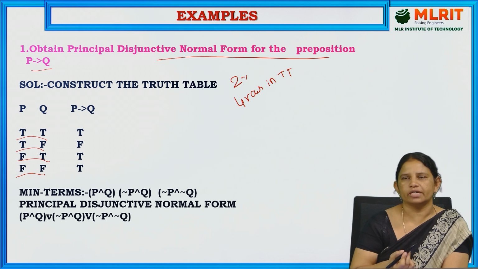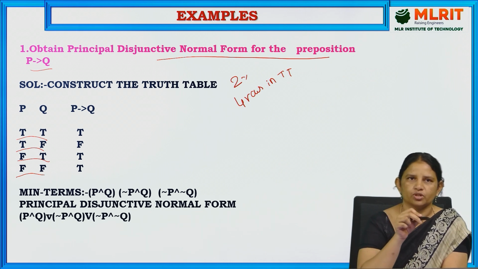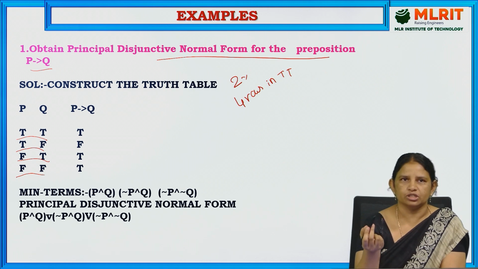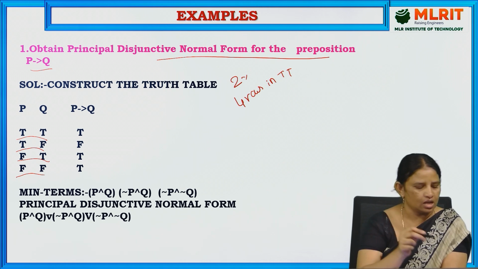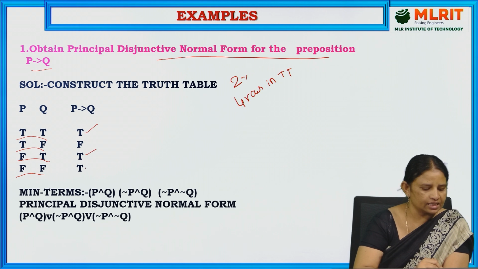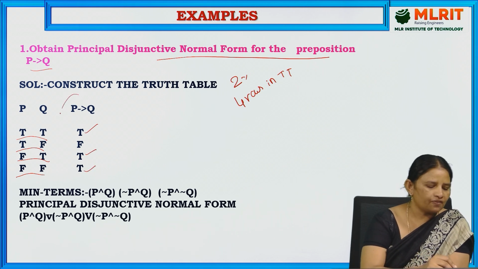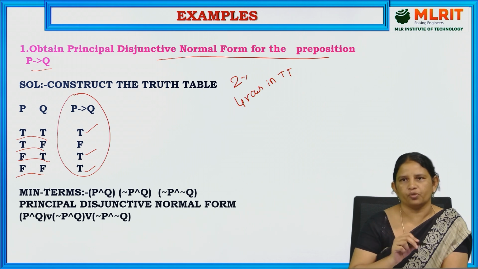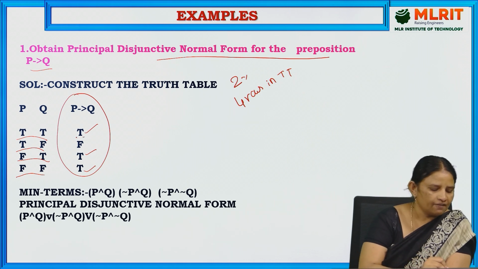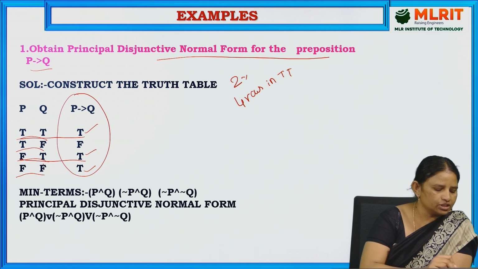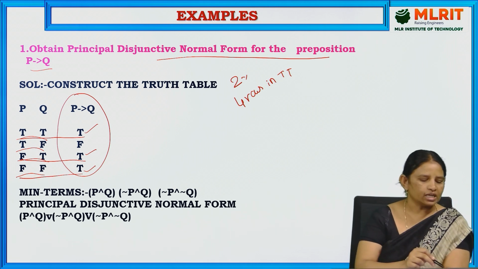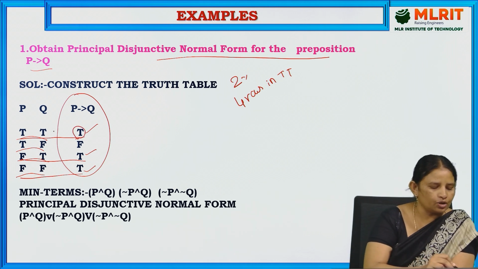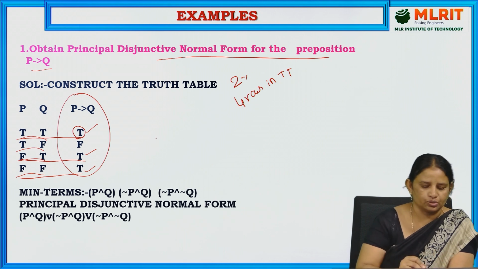We know what P implies Q is. P implies Q returns false if the first proposition is true and the second proposition is false. In all the remaining cases it returns a true value. From the final column of the truth table, consider which values are true. Here the first row is true, the third row is true, and the fourth row is true. What is the corresponding minterm? When do we get a true value? P is true, Q is true. Then P, Q is true.